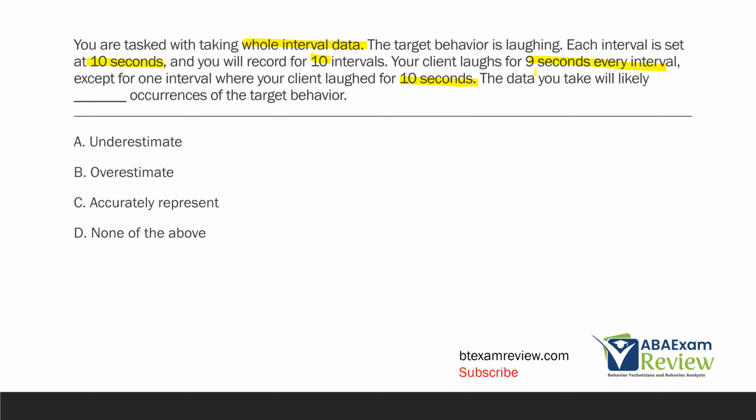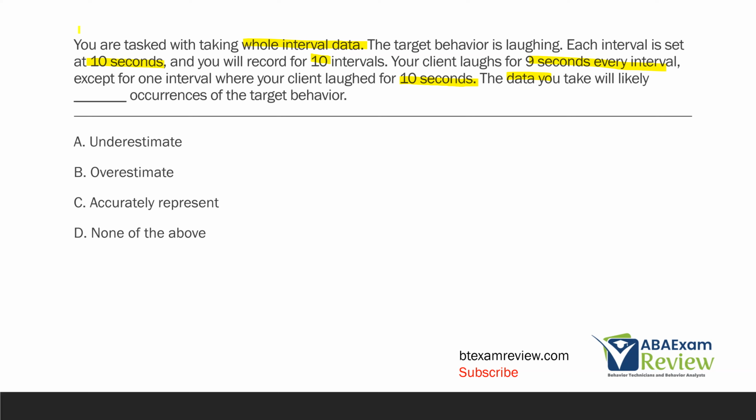So given all that information, what is our data saying about the occurrences of the target behavior? What is the data doing with those occurrences? A, underestimating. Is the data underestimating occurrences of the target behavior? Well, absolutely, right? Because the laughing is happening a lot. Every 9 seconds, every interval, the client is laughing most of the time. The data is only going to say, though, that laughing happened 1 out of the 10 intervals. That's a giant underestimation of how often the laughing actually occurred.